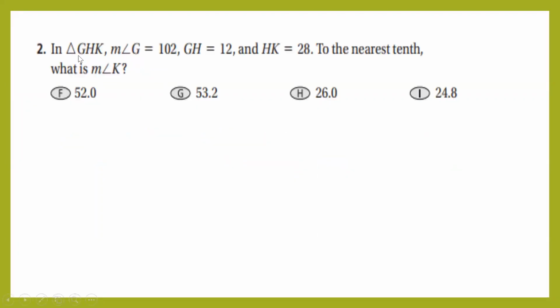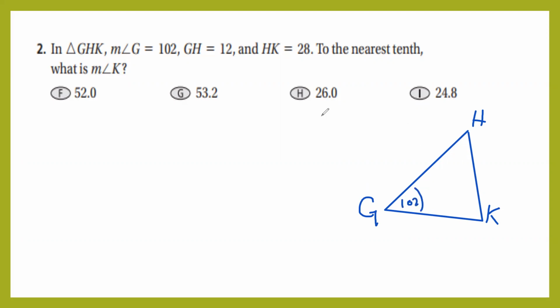Here he said, in triangle GHK, the measure of angle G is 102. So now I have to draw the triangle to imagine the situation. G, H, K. Okay, the measure of angle G is 102. Take care, it's not accurate, it's not in measurement.